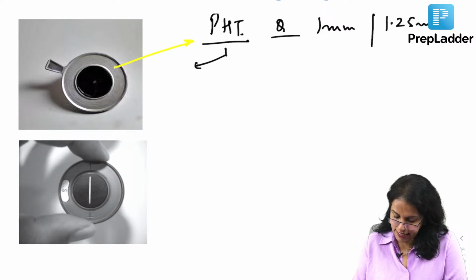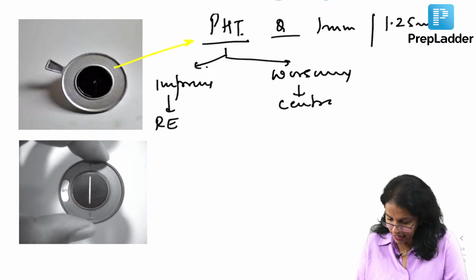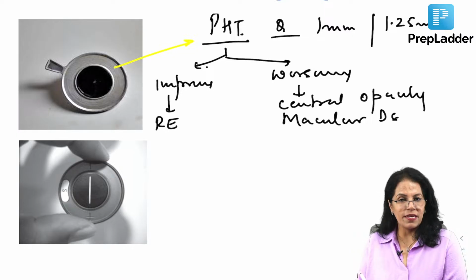Okay? In pinhole test, if the vision is improving, it means there is some refractive error, and if it is worsening, then either there is some central opacity like central cataracts, or it could be some macular disease, common sense, right? So these are the points we should know.